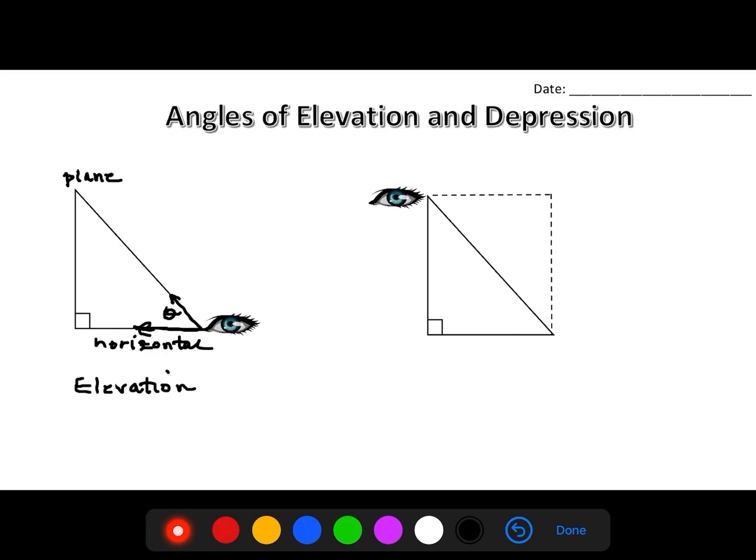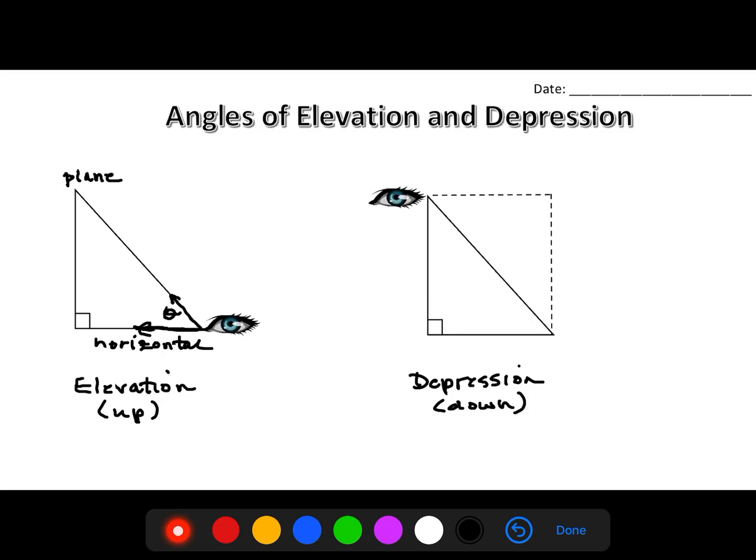So the angle of elevation is in between those two sides of our triangle. Again, we are looking up at something, and the angle is between looking straight ahead and looking up. And remember, elevation just simply means up. Well, if we are talking about angles of depression, remember, depression means down.